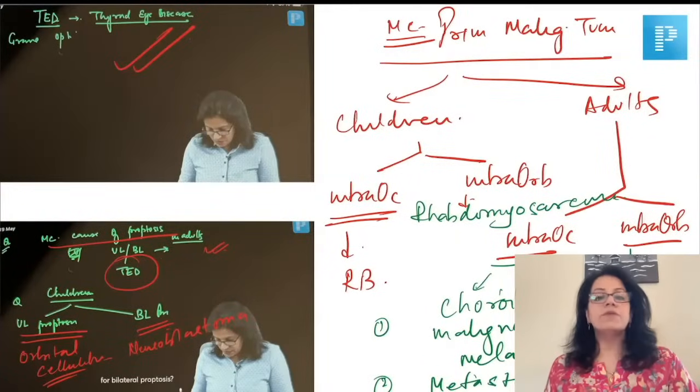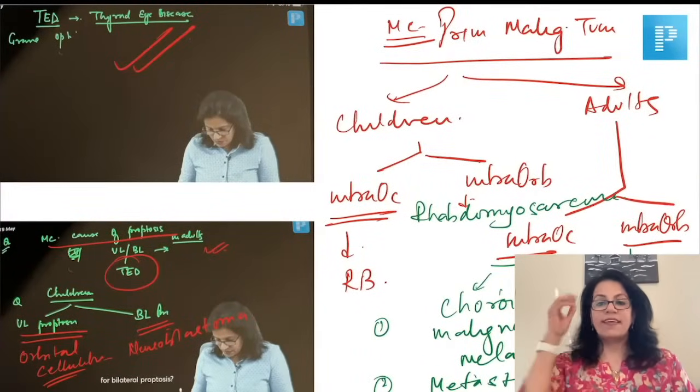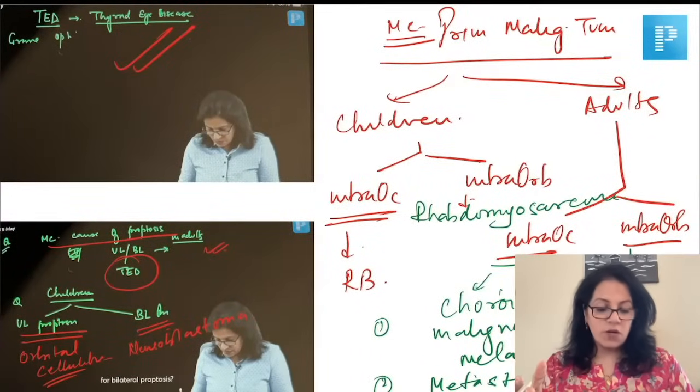Yes, Pihu, but which uveal tumor do you have to mention? Uvea is iris, ciliary body, choroid, all three. But here we have to specify choroidal malignant melanoma. So this should be absolutely clear to you all.